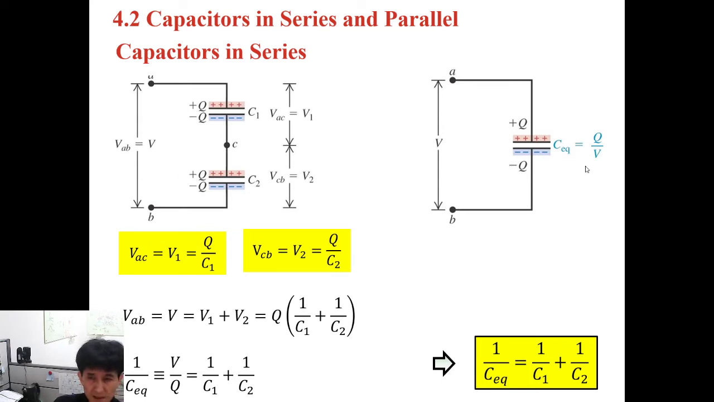And if we make an equivalent capacitor like this, representing these two serially connected capacitors, we can think about a capacitor where 1 over C equivalent is equal to V divided by Q, because the definition of C is Q over the voltage across it. So 1 over C equivalent is V over Q.